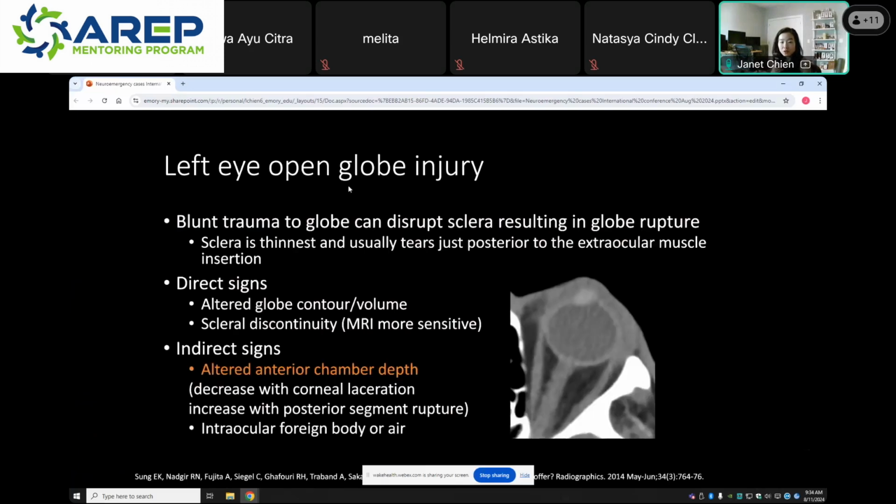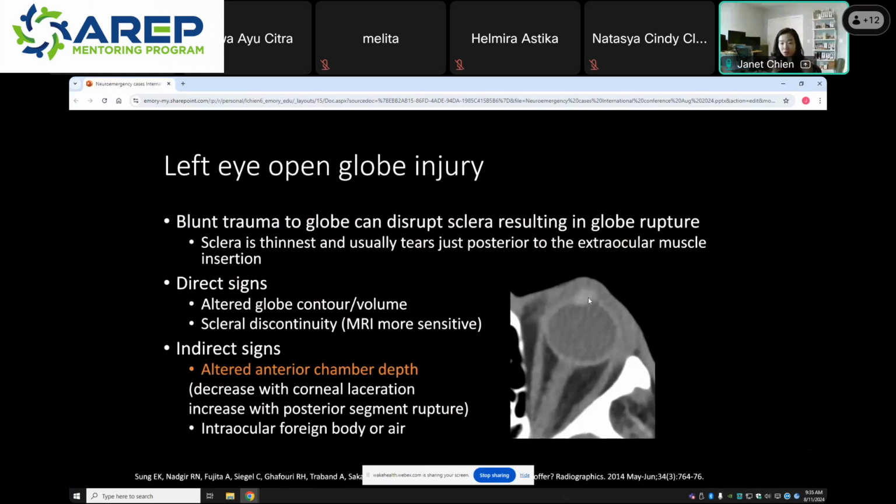So, open globe injury: blunt trauma to the globe can disrupt the sclera, resulting in globe rupture. The sclera is thinnest and usually tears just posterior to the extraocular muscle insertion. So, direct signs that we're looking for are altered globe contour and volume. And on MR, you can also see scleral discontinuity. Indirect signs, you can also look for altered anterior chamber depth.